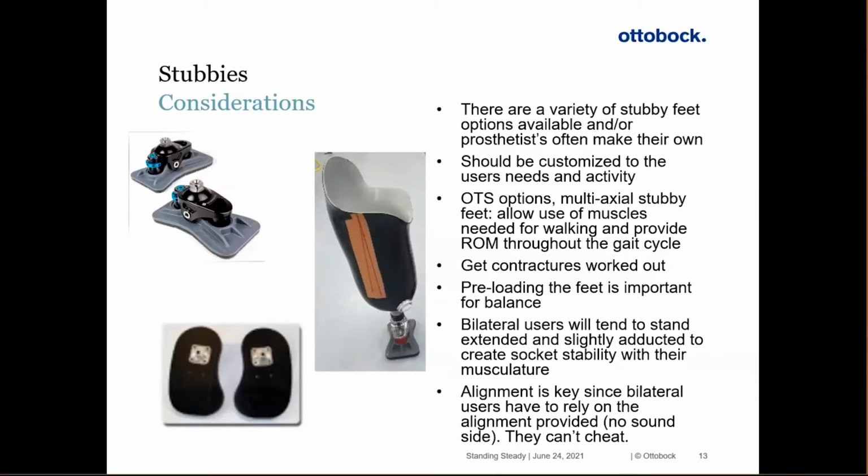Alignment, of course, is always the critical success factor in fitting any prosthesis, but the bilateral user has to rely on the alignment that you've provided. They don't have a sound side. They can't just balance on their sound side, and they really can't cheat. So alignment is extremely critical for their optimal walking.